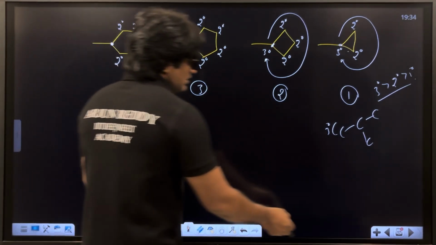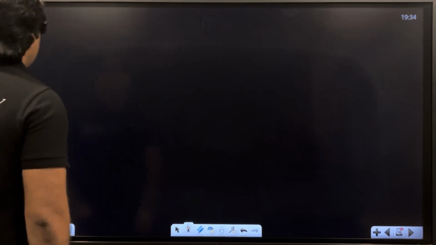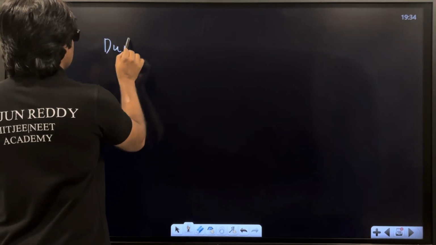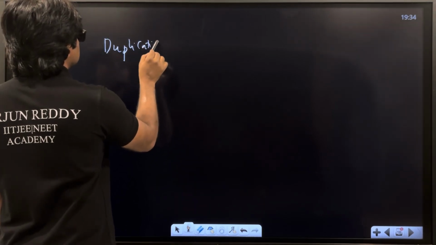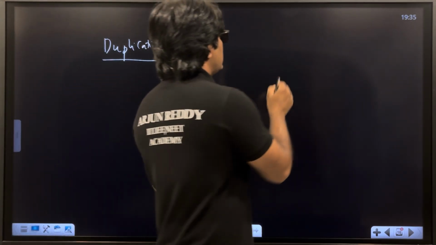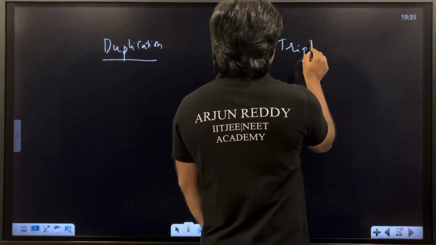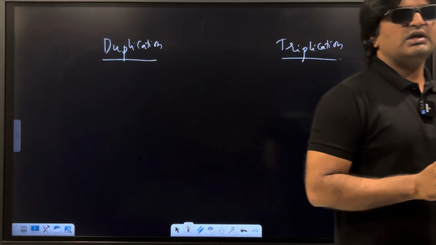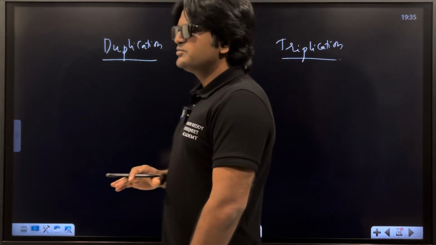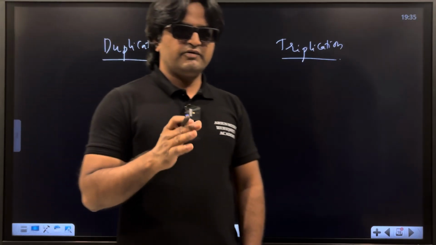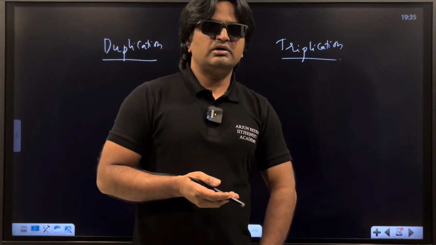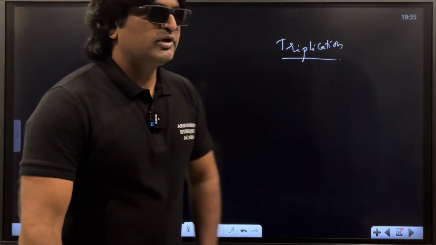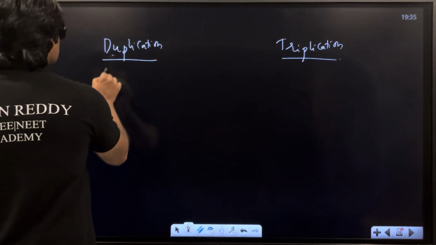Okay, next one, I am trying to explain duplication and triplication. Another important point, duplication. What is duplication and what is triplication, and where are we applying them? Again the same situation: sometimes we are unable to differentiate on the basis of atomic number, and there we take help from duplication and triplication. So where are we applying duplication?